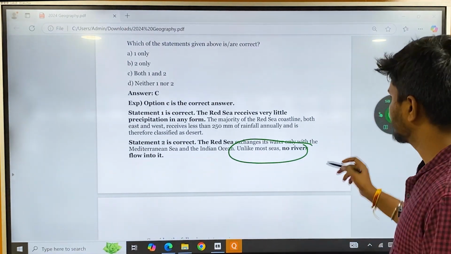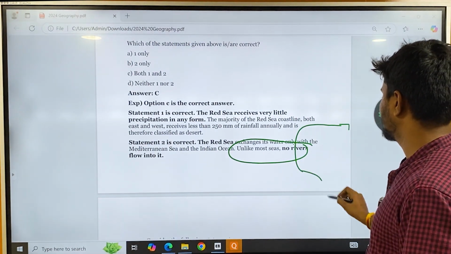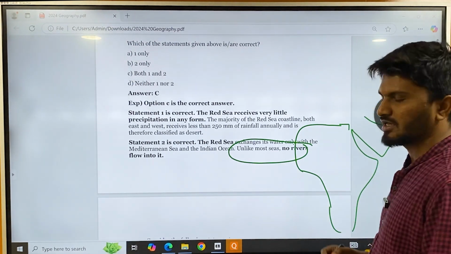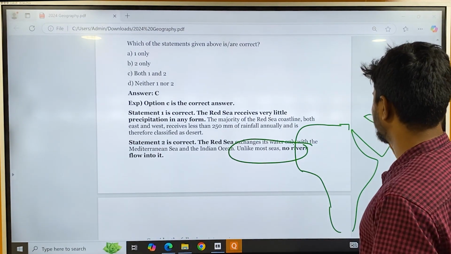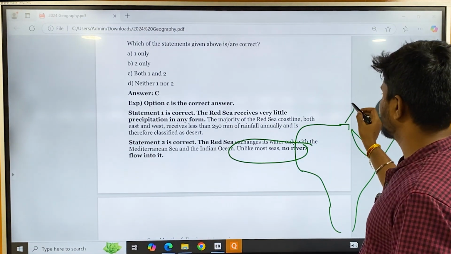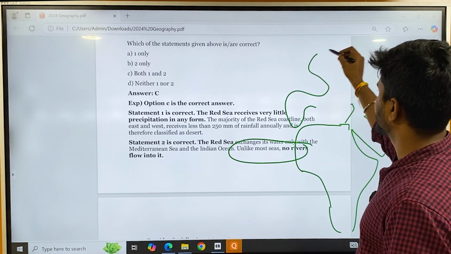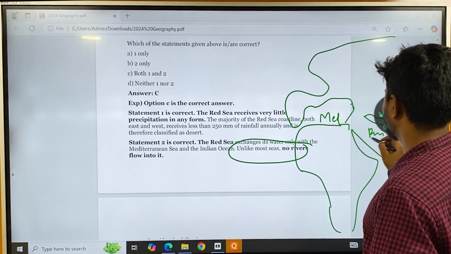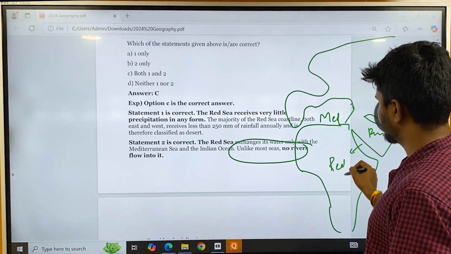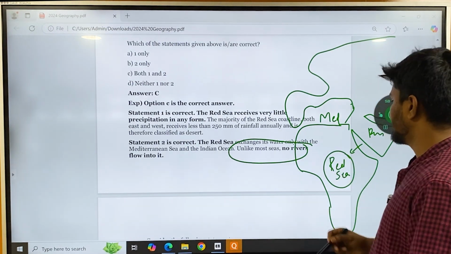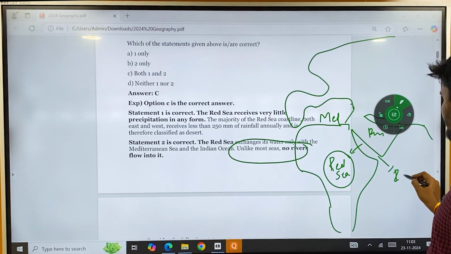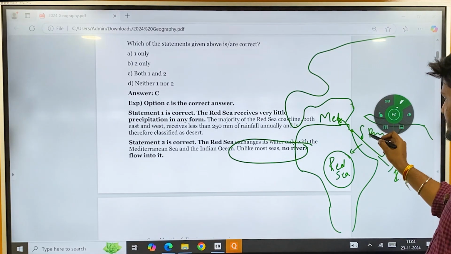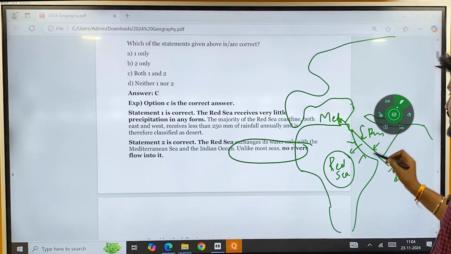Where is Red Sea? If this is Africa, and this is the Arabian Peninsula, and then this is India, and here you are going to get Europe, and this is the Mediterranean Sea, this is Persian Gulf, and this is Red Sea. It is only connected to the Indian Ocean from this side and the Mediterranean through the Suez Canal. So there are no rivers draining into Red Sea from any of the surrounding regions.